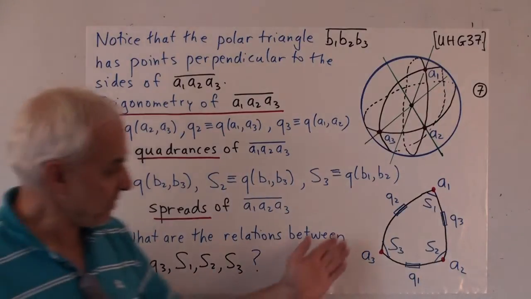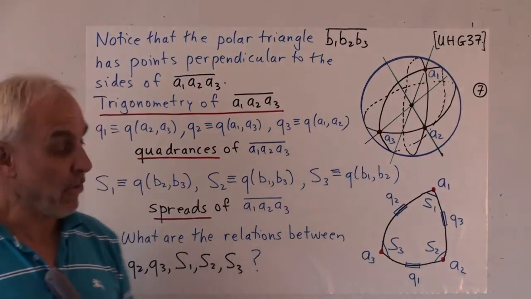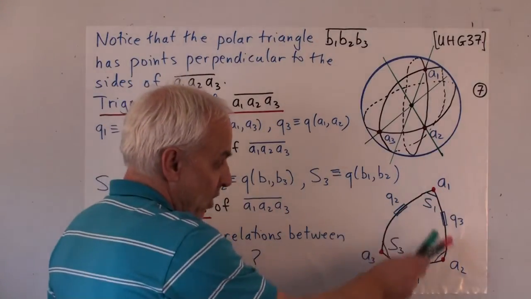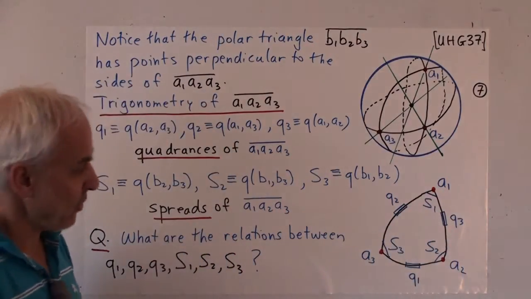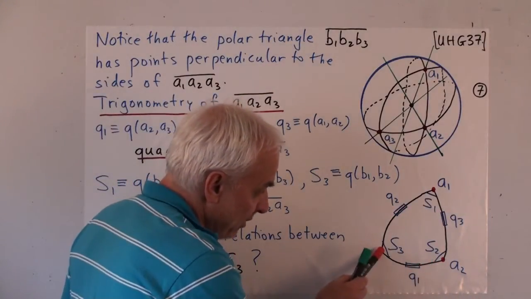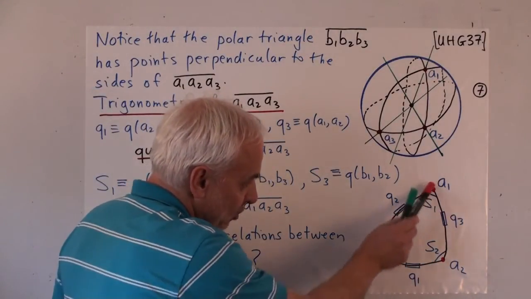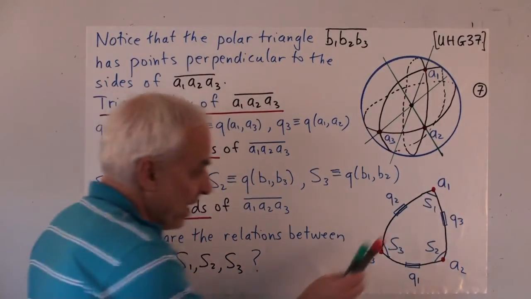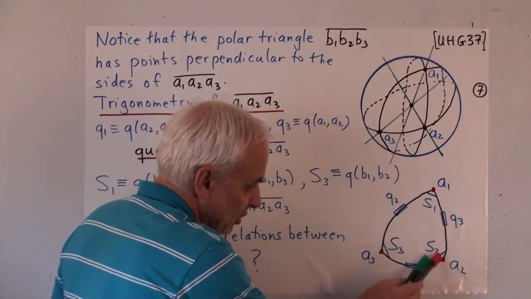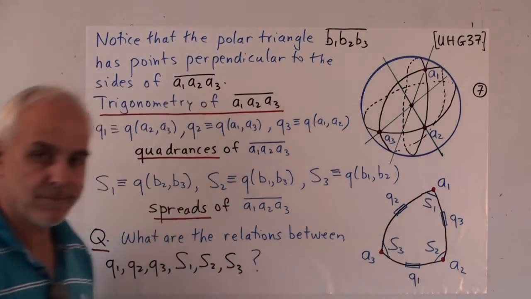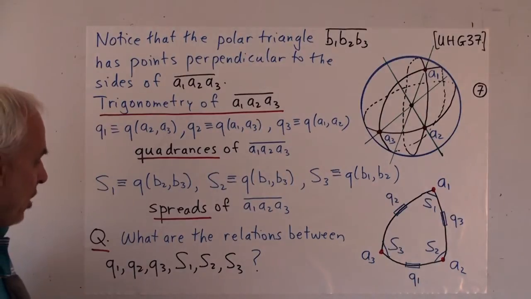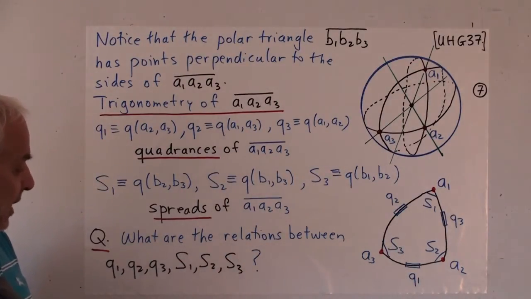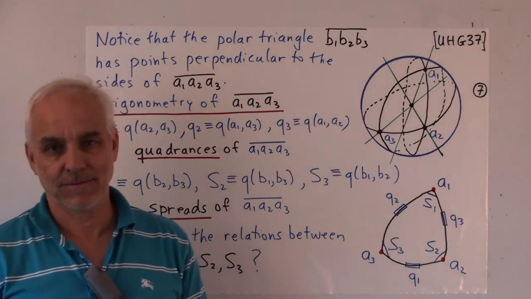And here are then the 6 main quantities that we're interested in elliptic trigonometry. We have a triangle A1, A2, A3. We have 3 quadrances, Q1 opposite A1, Q2 opposite A2, Q3 opposite A3. We have 3 spreads, S1 at A1, S2 at A2, S3 at A3. And the million-dollar question is, what are the relations between Q1, Q2, Q3, and S1, S2, and S3.